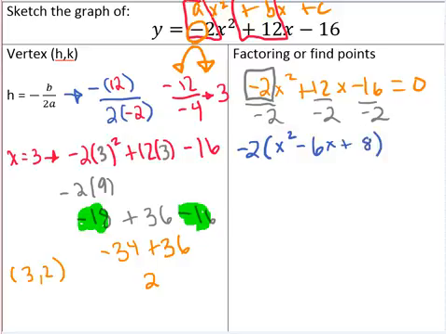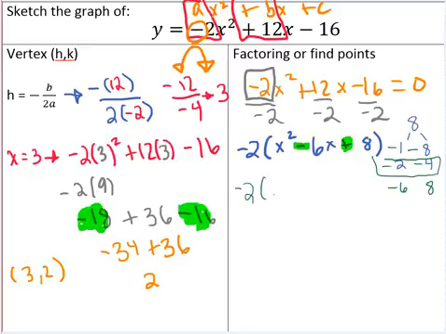So now we're going to look at the factors of 8 that are going to give us 6. So that's 1 and 8, 2 and 4. And this tells us that they both need to be negative. So we have negative 1 and negative 8, negative 2 and negative 4. These two, if I add them together, give me negative 6. And if I multiply them together, give me 8. Negative 6, 8, so that's my pair.